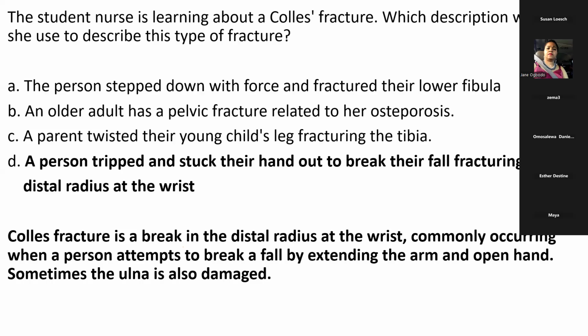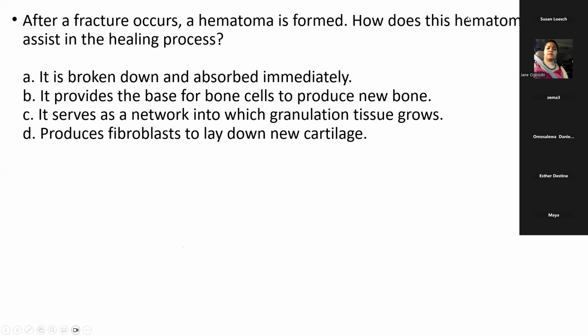and the compound. You also have to know this portion. Okay. So after the fracture, a hematoma is formed. That's the first step. How does the hematoma assist in the healing process? C. Very good. It acts as a network for the granulation tissue to grow.